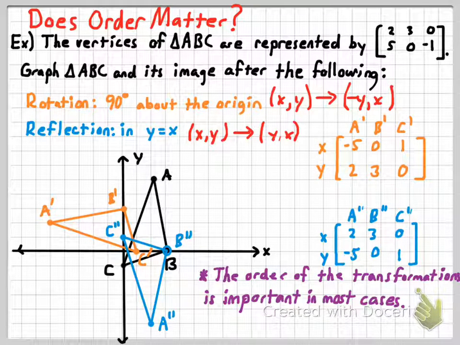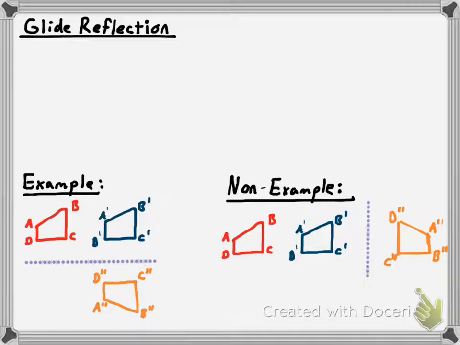Great. So one more idea to discuss with you here. We're talking about compositions, and you understand that's one transformation followed by another. There's a special type of composition that you're going to have to work with, and that special type of composition is something called a glide reflection. And I'd like to explain to you what a glide reflection is, give you a definition, and then I'll talk about this example of a glide reflection and this non-example of a glide reflection down here.